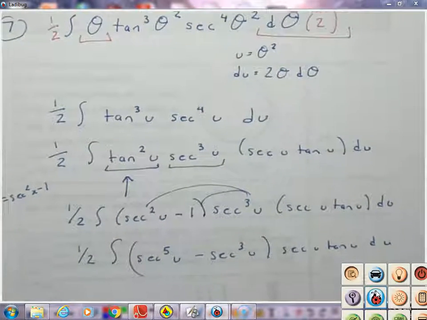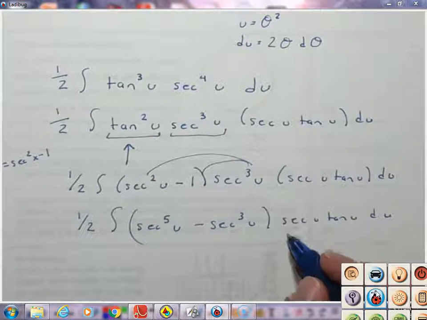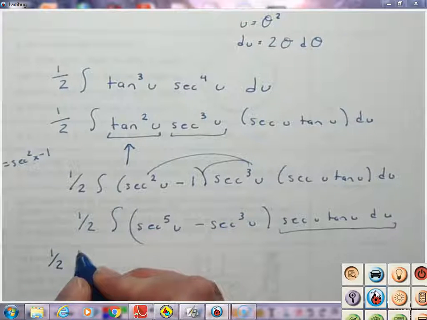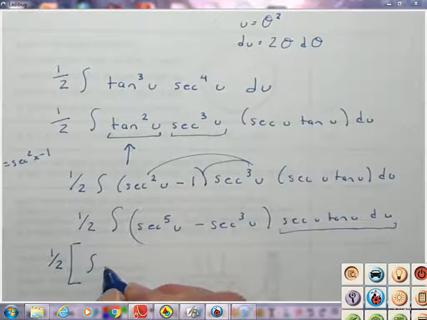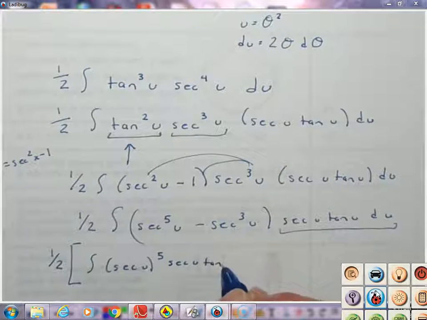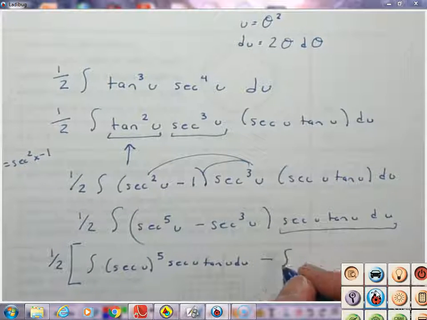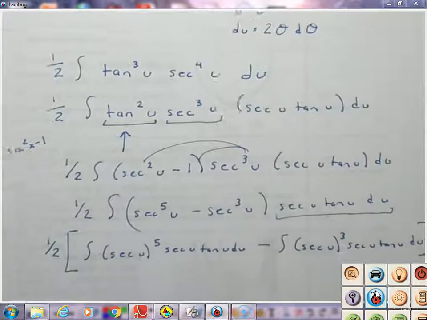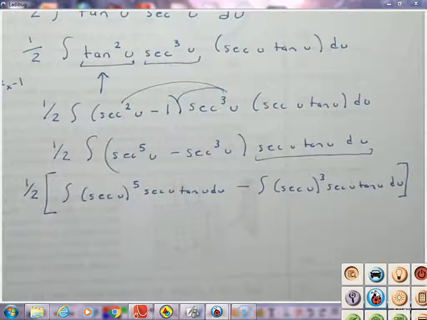And basically from here you're doing a power rule, this being the derivative of the inside. To make it more clear, I'm going to separate it into two separate integrals, but it's not really necessary. This would be like having the integral of secant u to the fifth times secant u tangent u du, minus the integral of secant u to the third times secant u tangent u du. You don't have to write it out separately as long as you understand what's going on. Basically, you've got another u substitution.